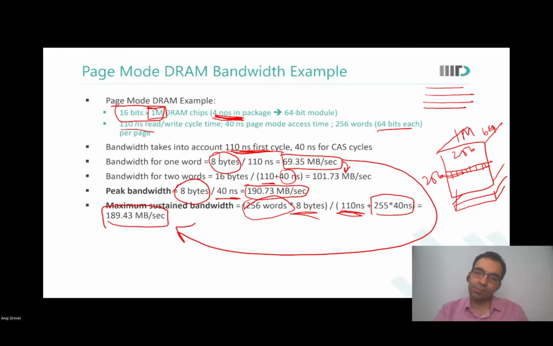So in the last expression, we have taken 256 words only because we are considering one single row. Like in a row, we are changing the columns, right? Yes. Okay, sir. Anything else, or is this clear?